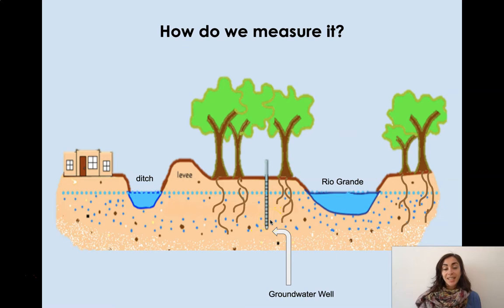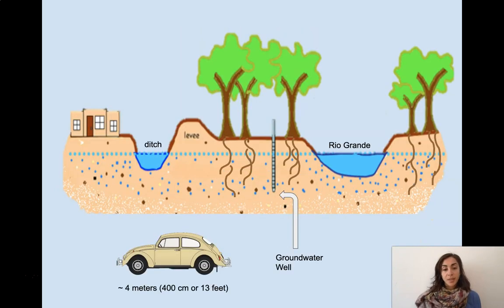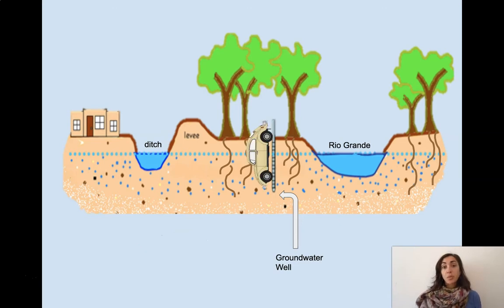As you can see, this groundwater well goes pretty deep underground. This is a PVC tube that goes as deep as about 4 meters, which would be 13 feet down. To give you an idea of what exactly 13 feet is, we use a size comparison. This is a Volkswagen Bug and it measures about 4 meters or 13 feet. So imagine that we flipped this Volkswagen Bug sideways and put it right next to our well. They should measure about the same.